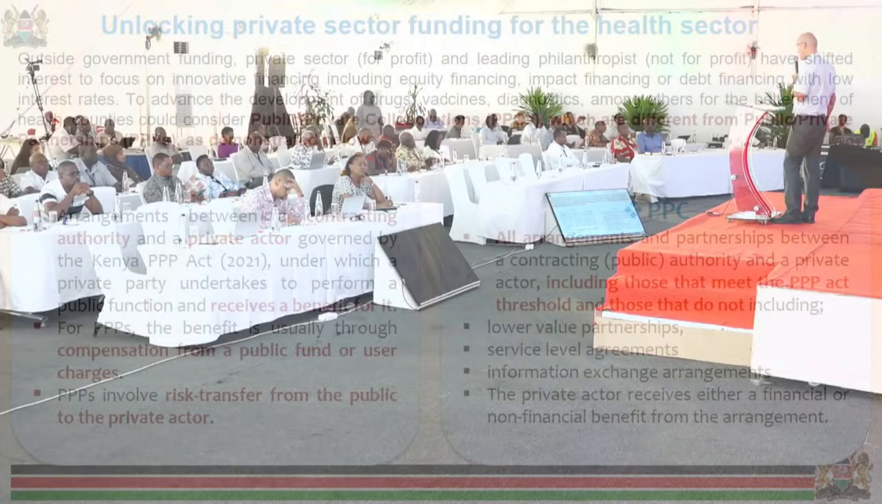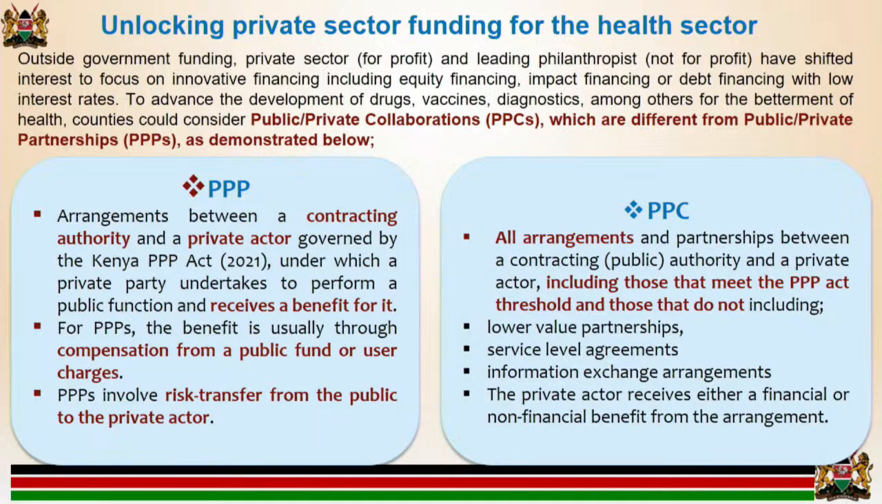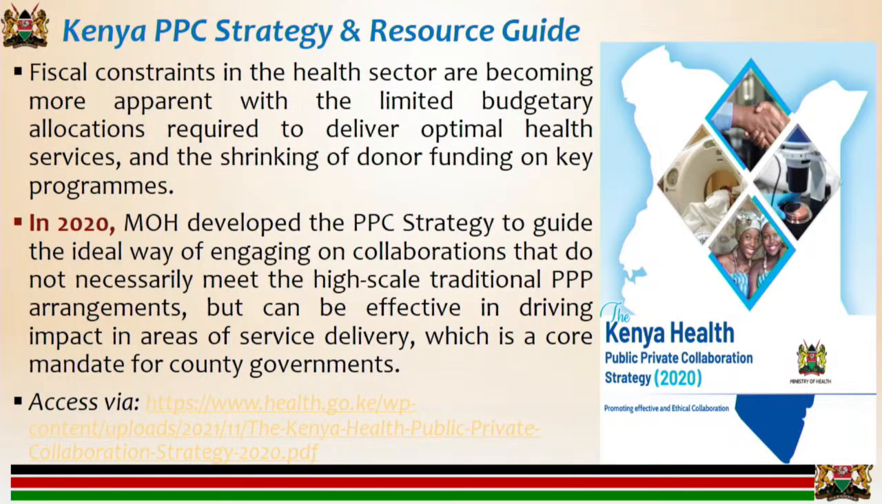The public-private collaboration is another level of cooperation. Here, all arrangements and partnerships are between a contracting authority and a private actor, including those that meet the public-private partnership thresholds, but also those that do not. This includes partnerships of a lower value and of a more manageable size, with a financial or a non-financial benefit from the arrangement. The PPC, just to show what it can contain, I'll get onto that a little bit later.